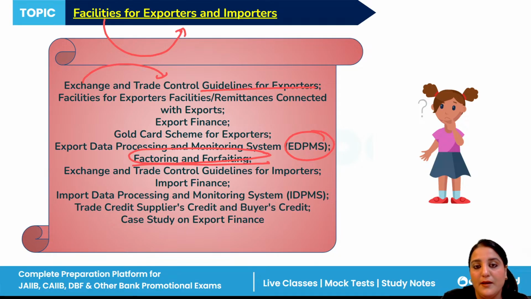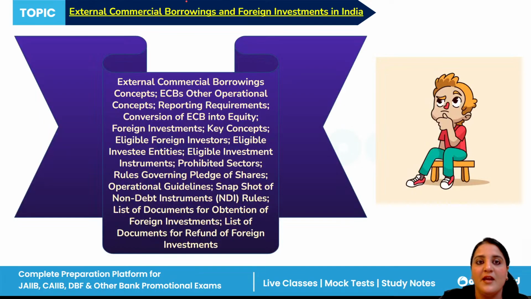And what are the guidelines related to the exchange and trade control guidelines for importers? What is the meaning of IDPMS? What is trade credit, supplier credit, and buyer's credit? And the case studies on export finance. Then ECB, external commercial borrowing, is a type of loan. Which type of loan is this?